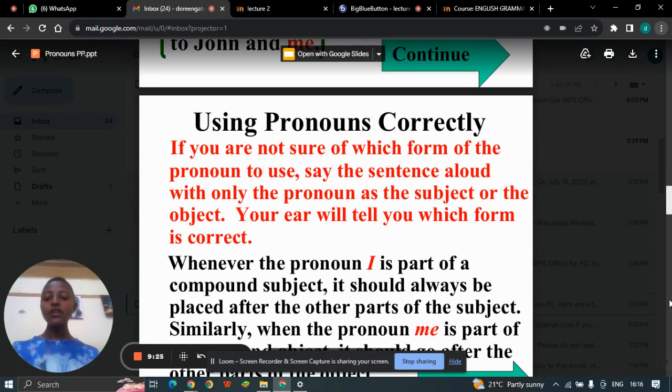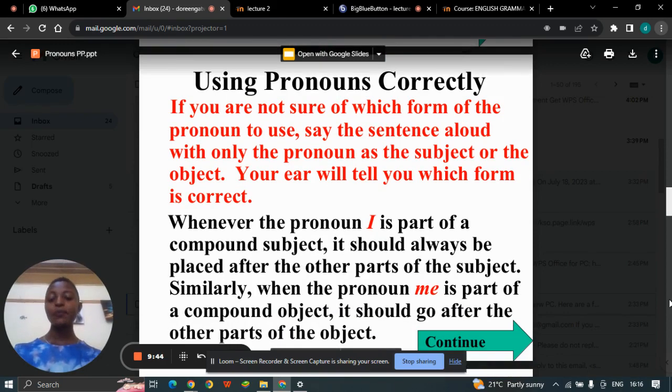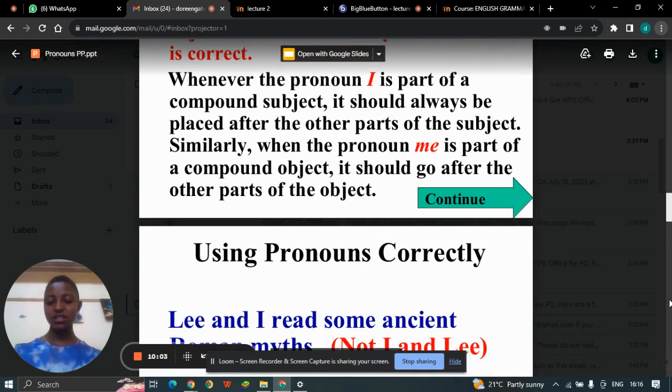So if you are not sure which form of the pronoun to use, say the sentence aloud with only the pronoun as the subject or the object. Your ear will tell you which form is correct. Whenever the pronoun I is part of a compound subject, it should always be placed after the other part of the subject. Similarly, when the pronoun me is part of a compound object, it should go after the other parts of the object. So vice versa is also true in that case.